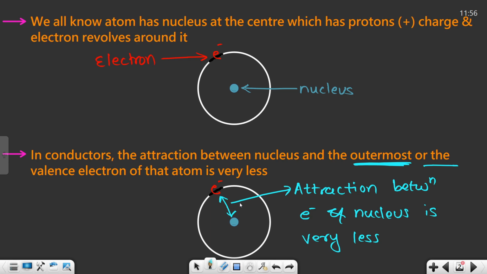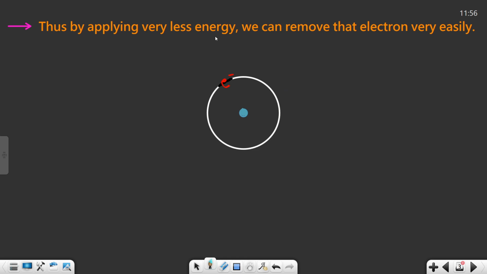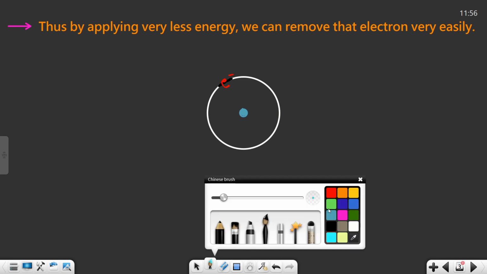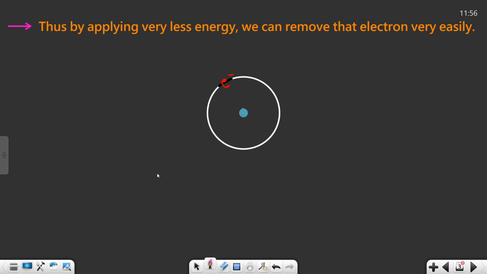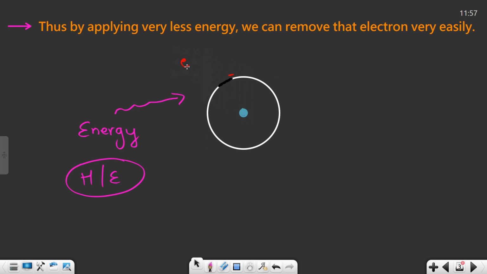Now since this attraction is very, very less, by supplying certain energy, we can remove that electron very, very easily. So if I supply certain energy, this energy can be heat or electricity. As of now, that is not the great concern for us. So what we saw is this electron, which was revolving around this particular nucleus of the atom, came out of this shell and now it became a free electron.